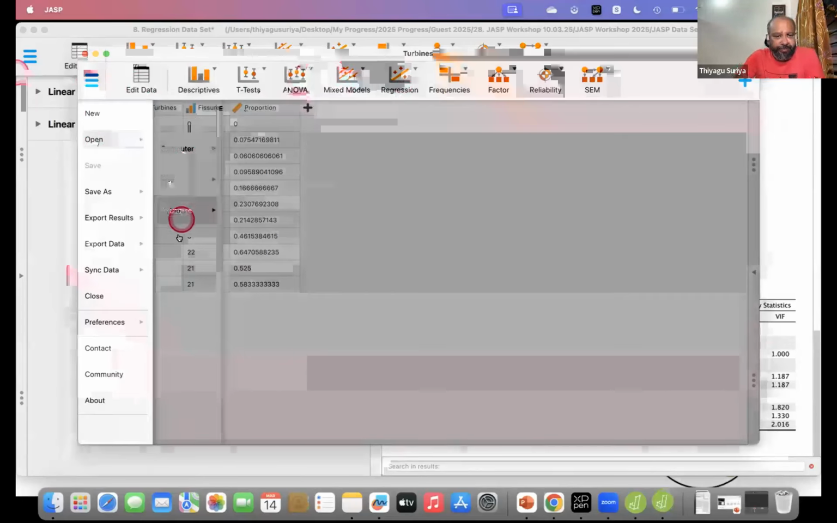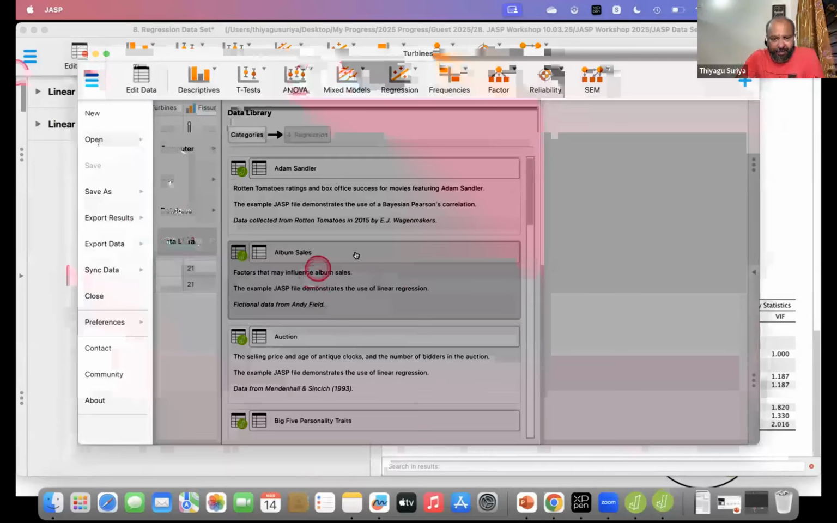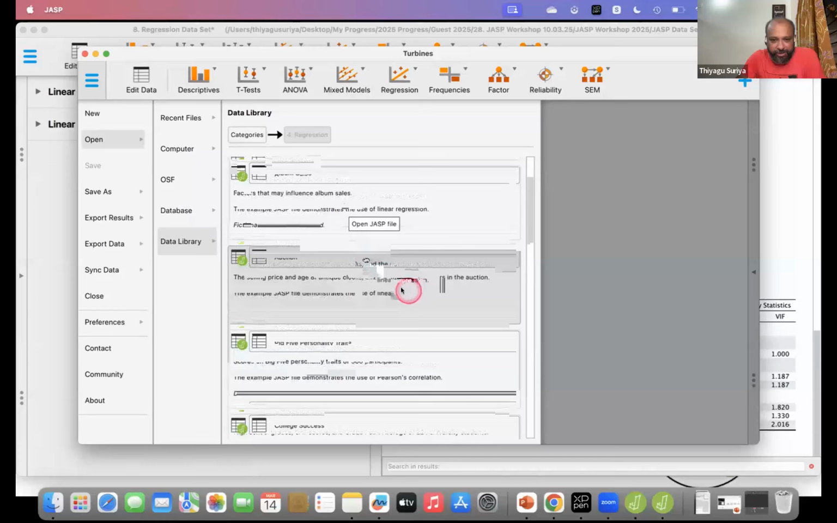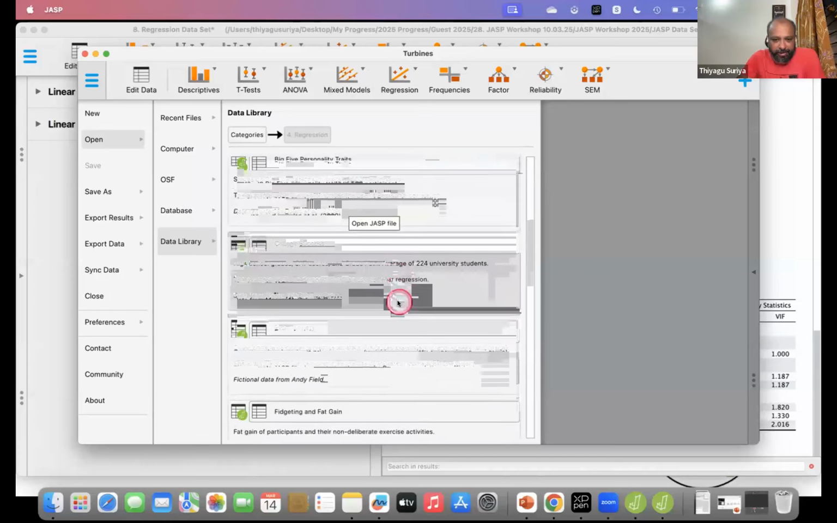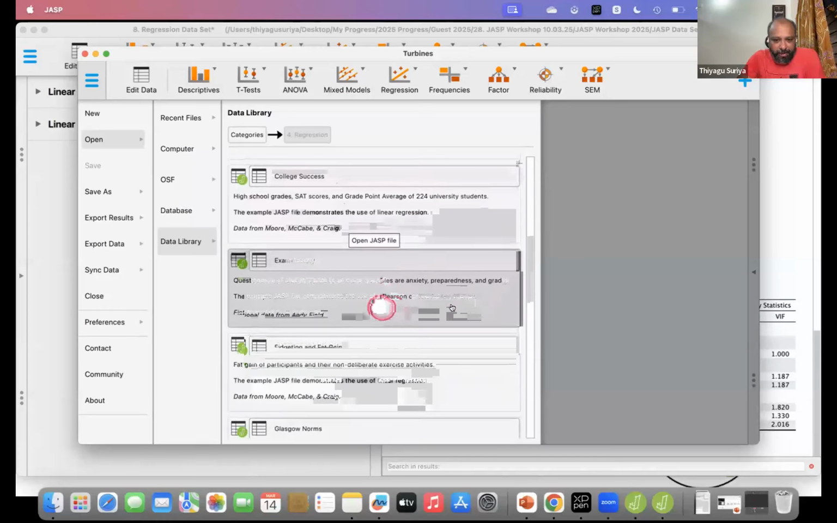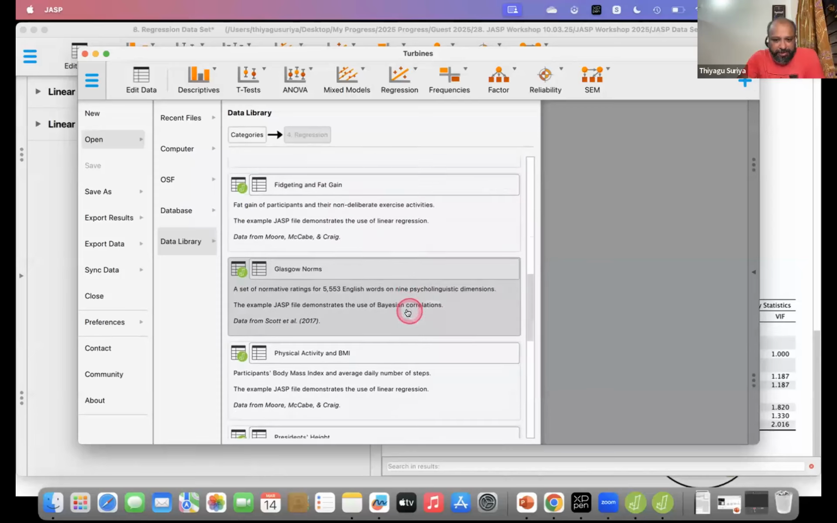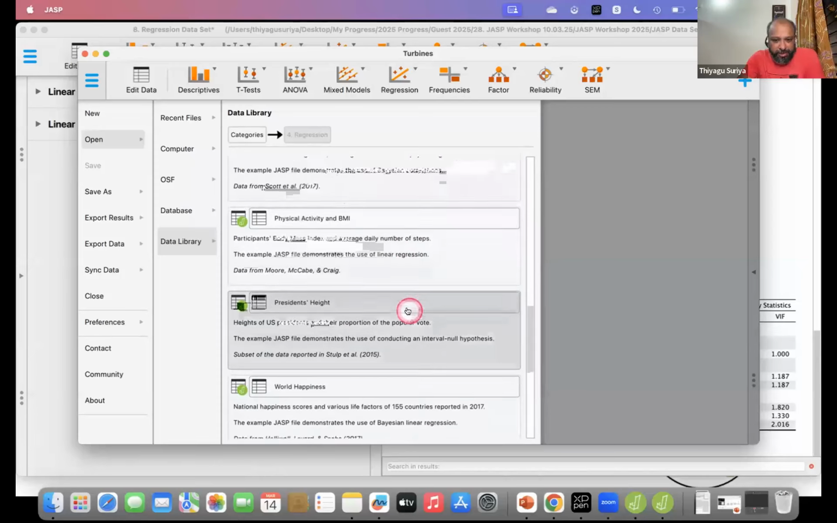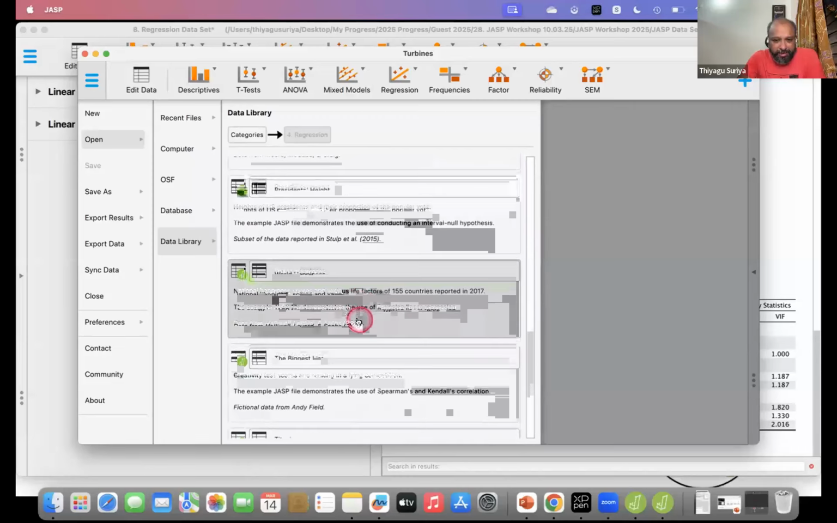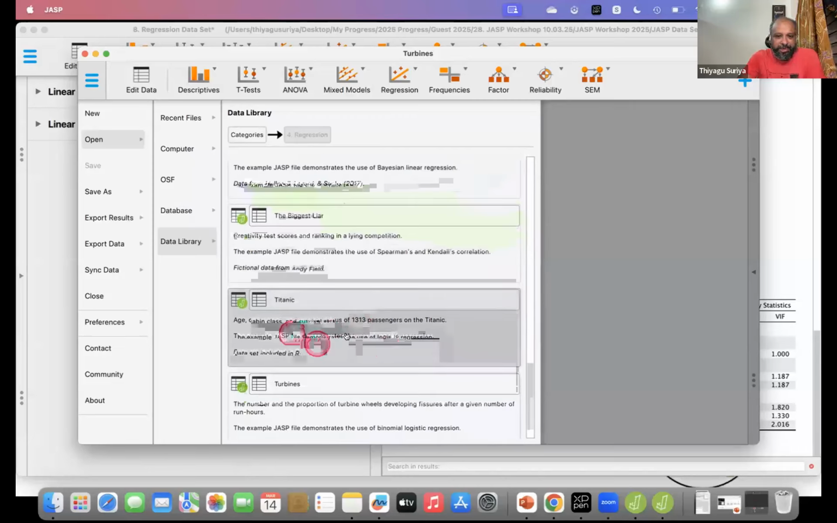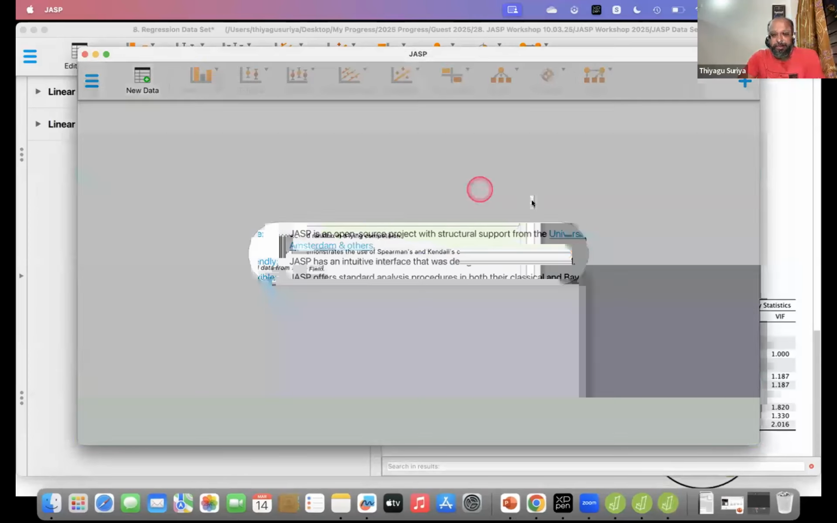Just go into the regression model. Open data library, regressions. Kindly find the regressions: linear regression, Pearson correlation, Bayesian linear regression, Spearman, logistic regression, sorry. So there is a logistic regression data. Click this. You are getting this idea.